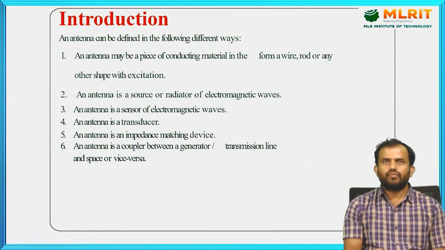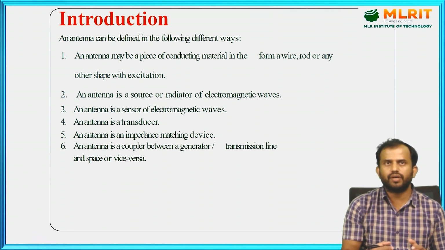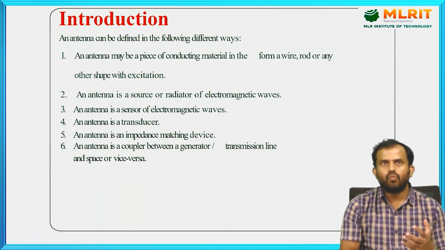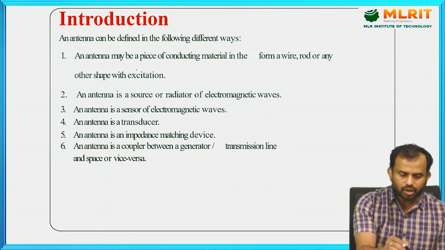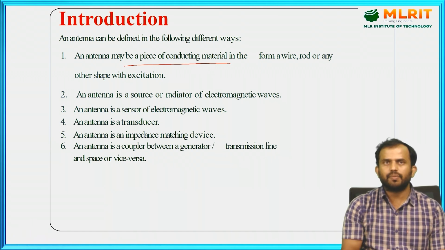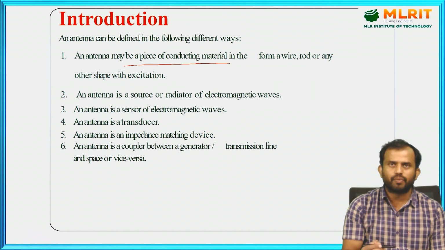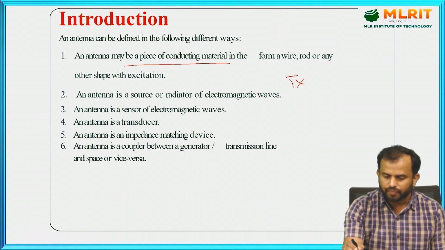So coming to the introduction, what is an antenna? What is meant by antenna communication? Actually, what is the definition of antennas? There are n number of definitions of antennas. As we discussed earlier, an antenna is nothing but a piece of connecting material. Any kind of connecting material, either a copper wire or any other, acts as the antenna, which means it transmits the signal as well as receives the signal.